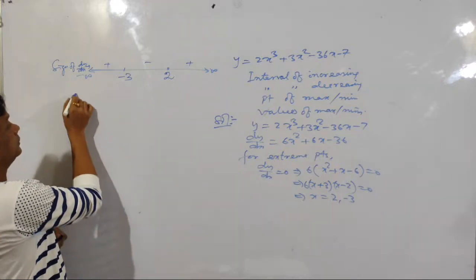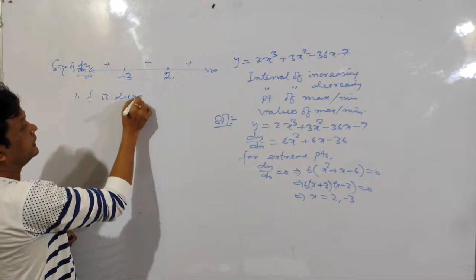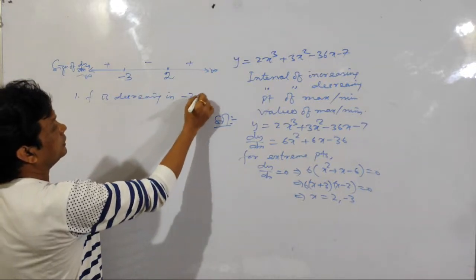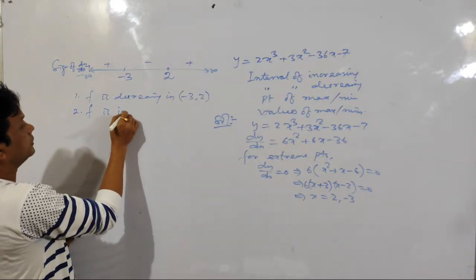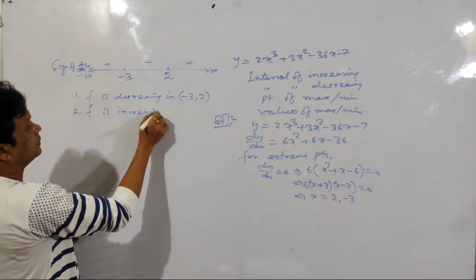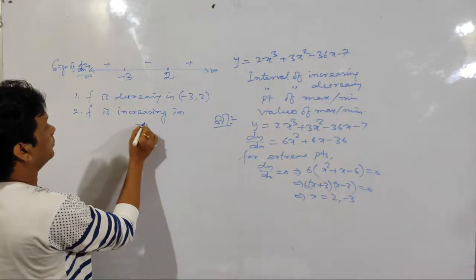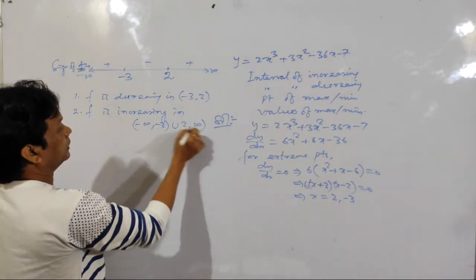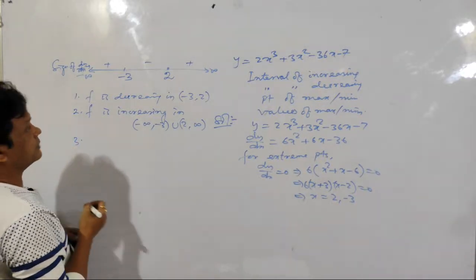Now number 1, first point, f is decreasing in this interval, minus 3 to 2. Number 2, f is increasing in this interval or this interval, that is minus infinity to minus 3, union 2 to infinity. Clear?